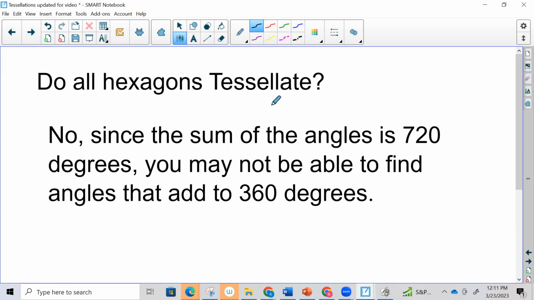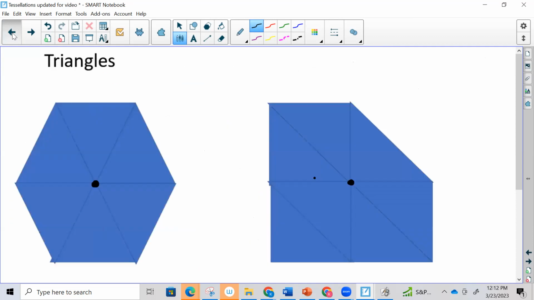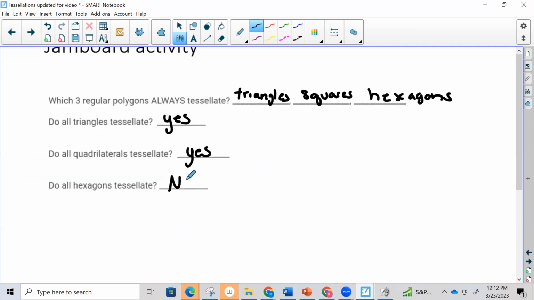So do all hexagons tessellate? No. Since the sum of the angles is 720 degrees, you may not be able to find angles that add to 360 degrees. Some irregular hexagons do tessellate, but not every single one. I gave you a counterexample here. So when we're asked if all hexagons tessellate, we say no. The only 2 shapes that always tessellate are triangles and quadrilaterals.